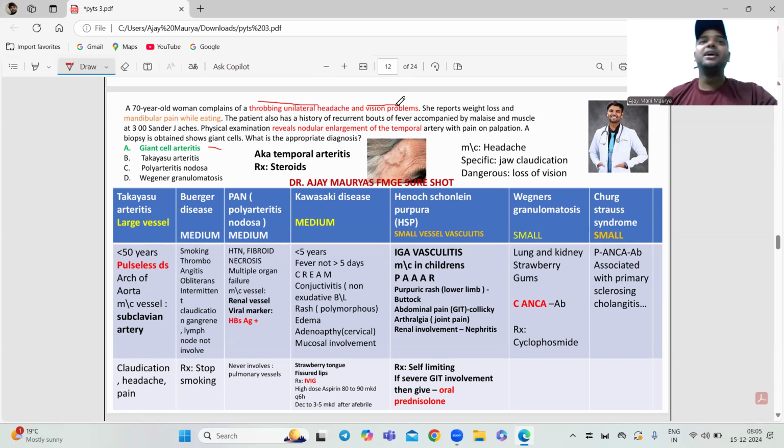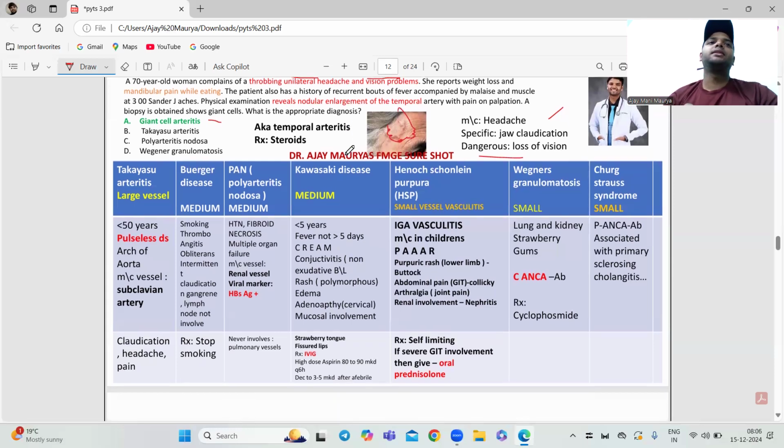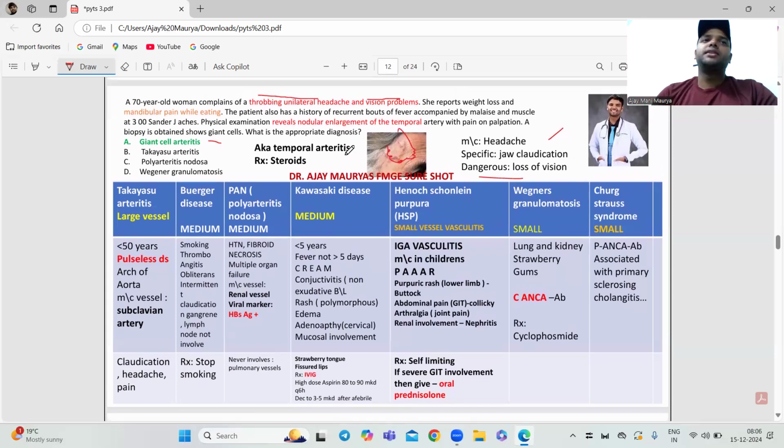It is a case of temporal arteritis, also called giant cell arteritis. The most common symptom is headache. The specific one is jaw claudication, the pain while chewing food, mandibular pain. The most dangerous one is the loss of vision. Remember, guys, this is a large vessel vasculitis.